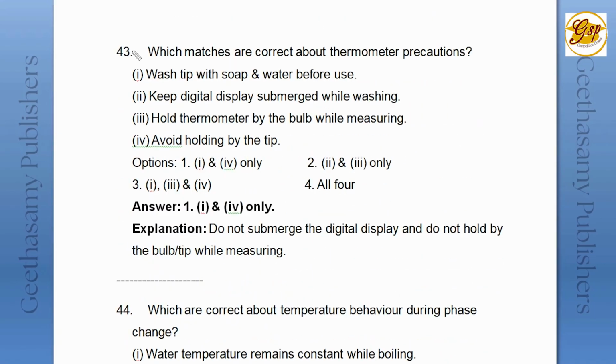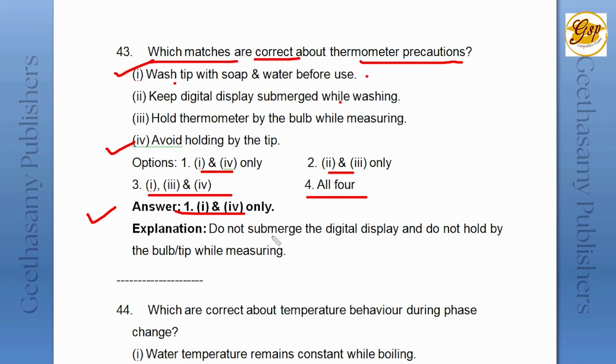43rd question. Which matches are correct about thermometer precautions? Wash, dip and soap with soap and water before and after use. Keep digital display submerged while washing. Hold thermometer by bulb while measuring. Avoid holding by tip. Option 1 and 4 only, 2 and 3 only, 1, 2, 3 and all 4. The correct answer is 1 and 4 only. Correct, 1 and 4 only. So do not submerge a digital display and do not hold a bulb while measuring.